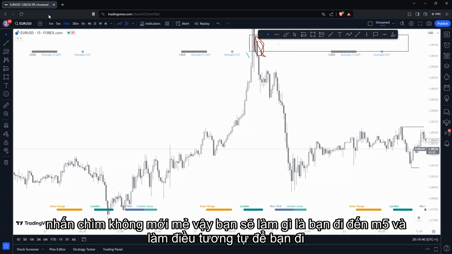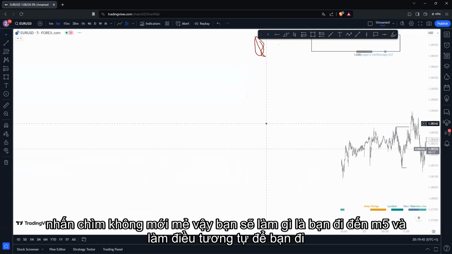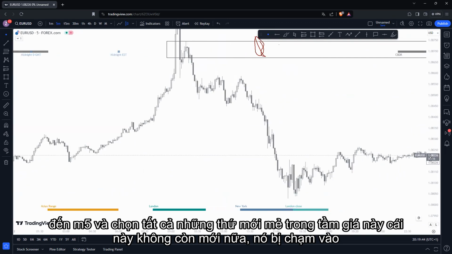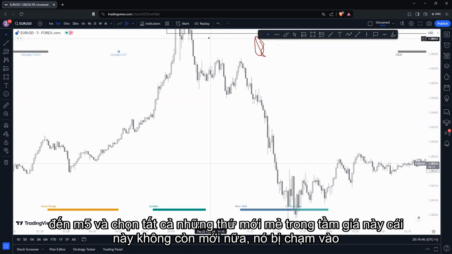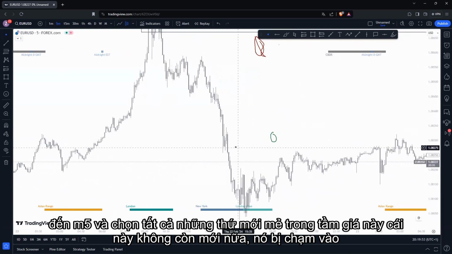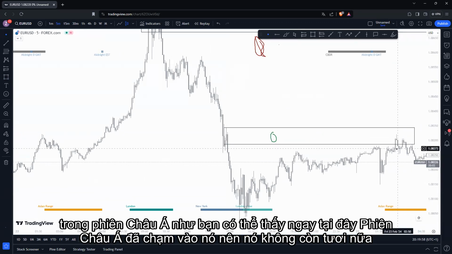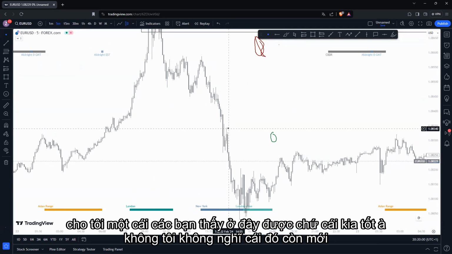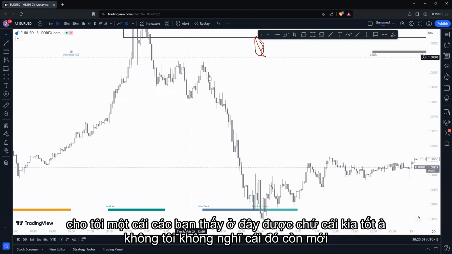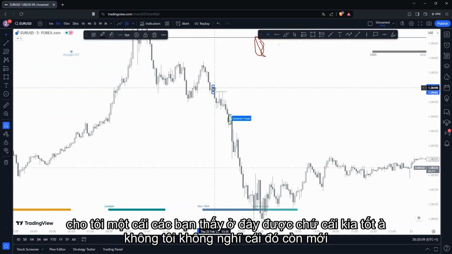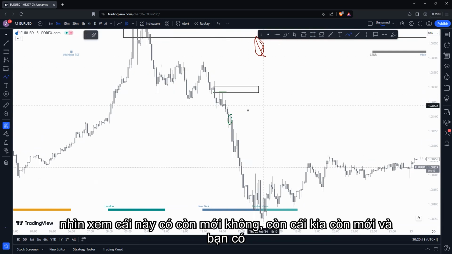So what you would do is go to the M5 and do the same thing. You're going to pick all the fresh engulfs in this leg of price. This one is not fresh. It is touched in Asian session, as you can see right here. Asian session touched it, so it's no longer fresh. Give me one. So what do you guys see here? Okay, that one, good. No, I don't think that one is fresh. Look, check this out.